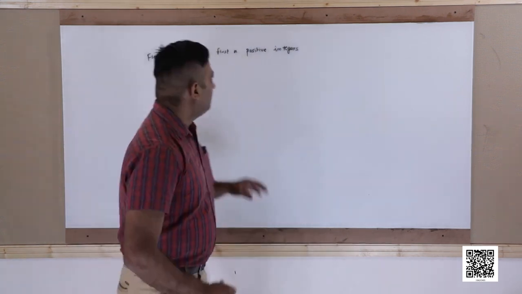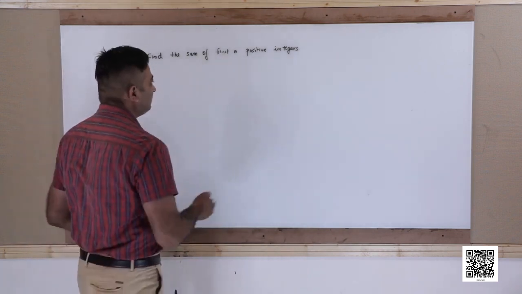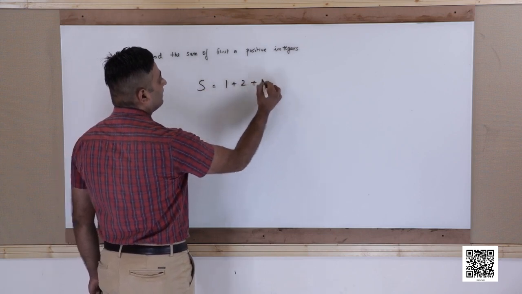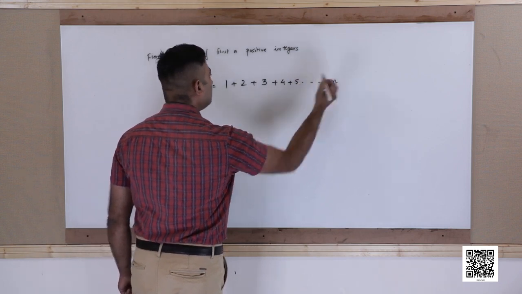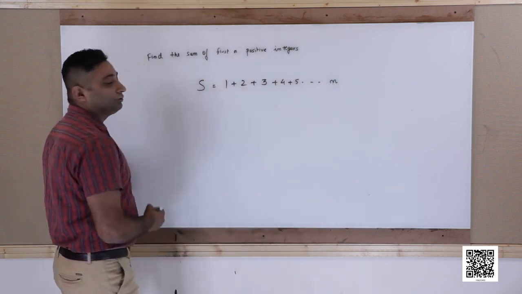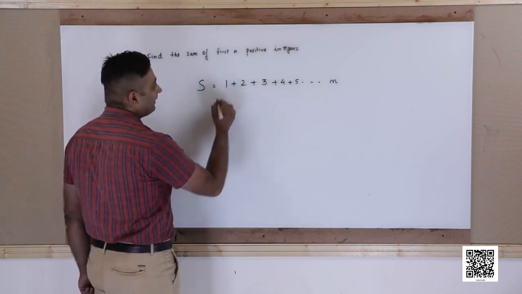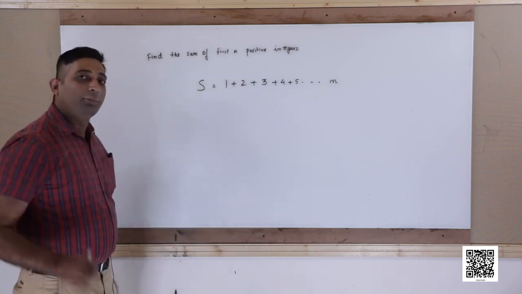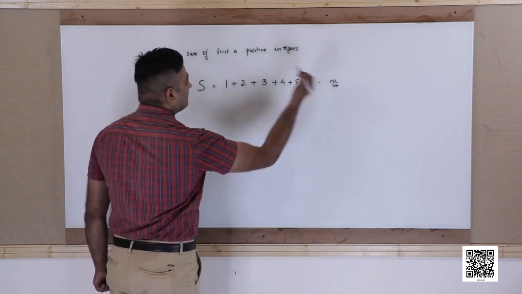Dear students, now let us find the sum of first n positive integers. That means we have to find the sum of 1 plus 2 plus 3 plus 4 plus 5 up to n. We can use the formula of sum of first n terms of an AP, because we can see that this is an AP with first term 1 and common difference also 1. And the last term of this AP is n.